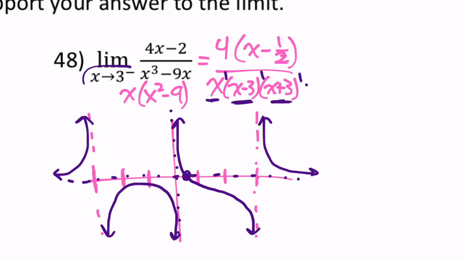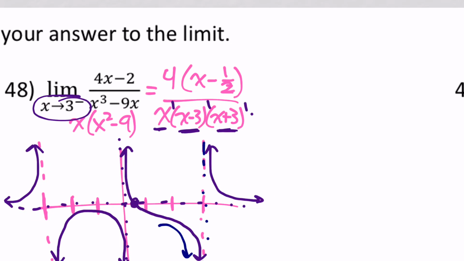As x approaches 3 from the left, where are we? X value of positive 3 is this asymptote right here. If we're to the left of that, where are we going? Well, we're going down to negative infinity. So this limit should be negative infinity.